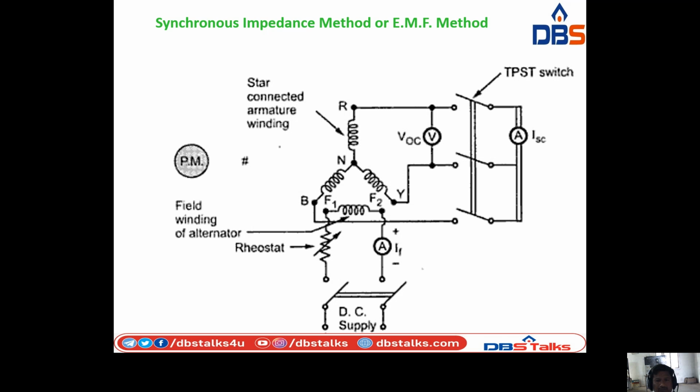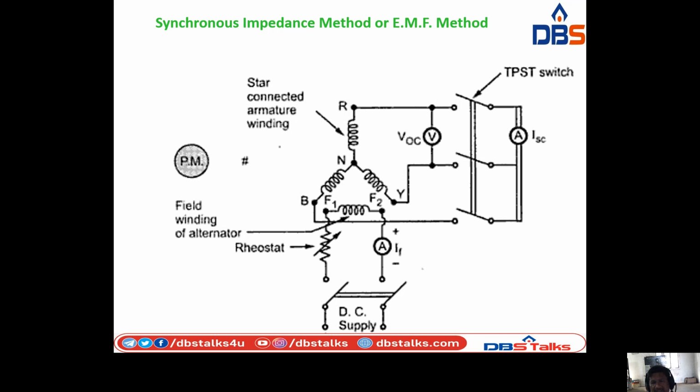To go for this synchronous impedance method, this is the basic diagram. This is the field winding of the alternator. For the field winding of any alternator, we give a DC supply to excite the rotor. That's why this is the field winding. Here a rheostat is there and an ammeter is there. By using this ammeter, we know the values of field current. And this is the star connected armature winding, RYB and neutral.